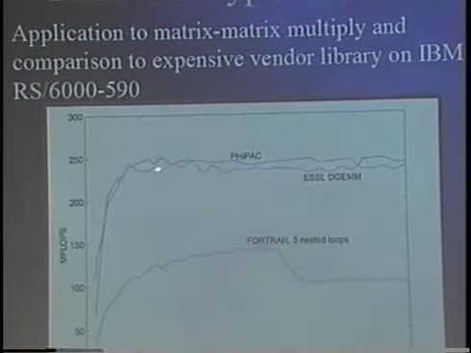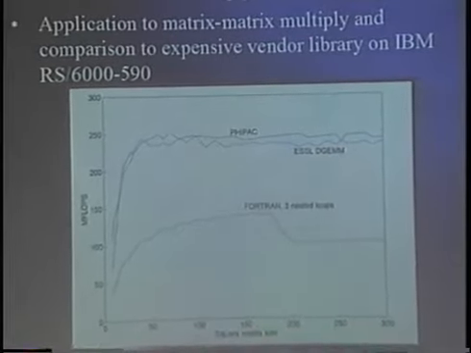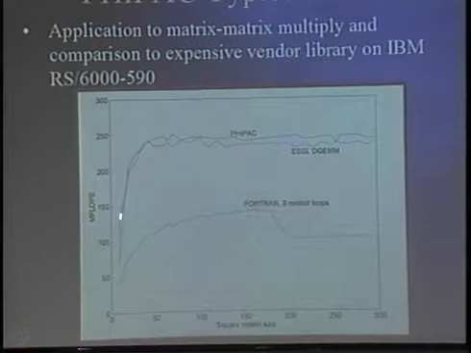This pink line is IBM's $15,000 ESSL library. It's their matrix-matrix multiply. And based on a search that was not that extensive, we actually beat ESSL. And when IBM found out about this at the time, they were actually pretty unhappy.